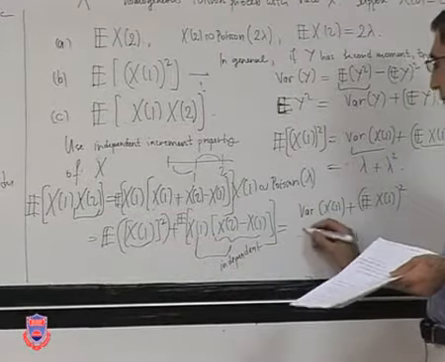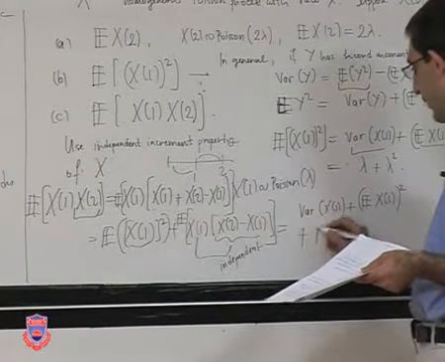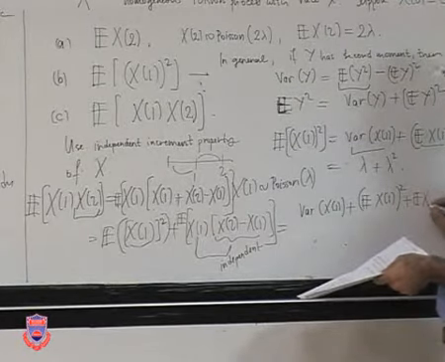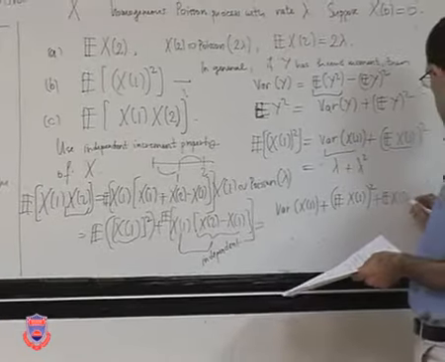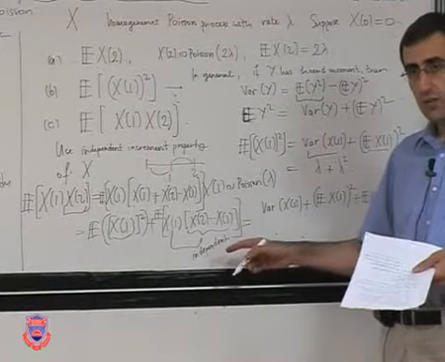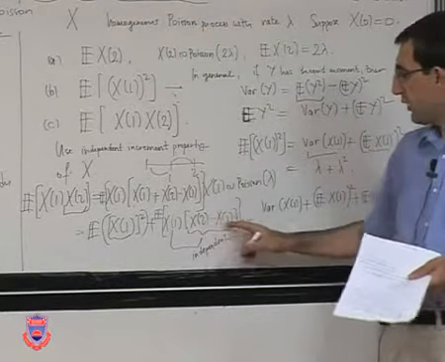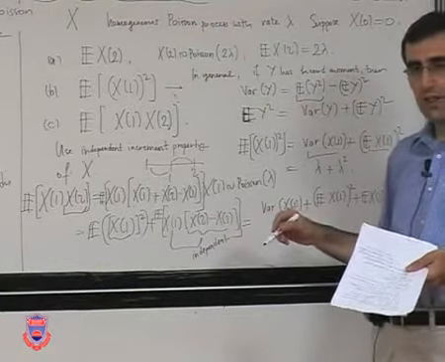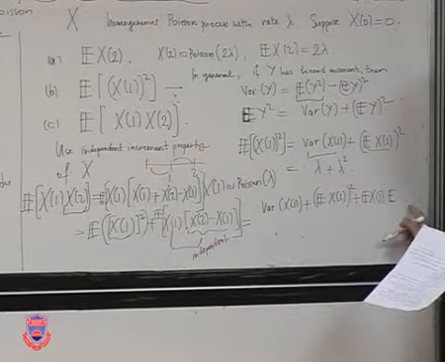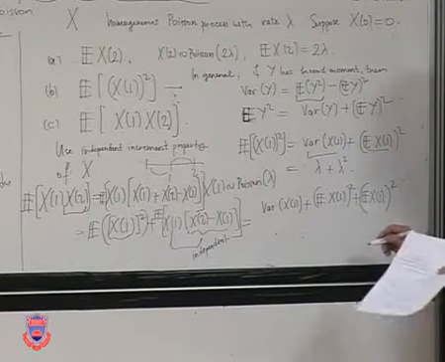And the second one is going to be what? Since they are independent, the expected value of the product is the product of expected values. Let us write it here. So the expected value of x1 times the expected value of x2 minus x1. But we know X is a homogeneous Poisson process, so x2 minus x1 has the same distribution as x1. So I will have the expected value of x1 times the expected value of x1, namely the square of the expected value of x1.